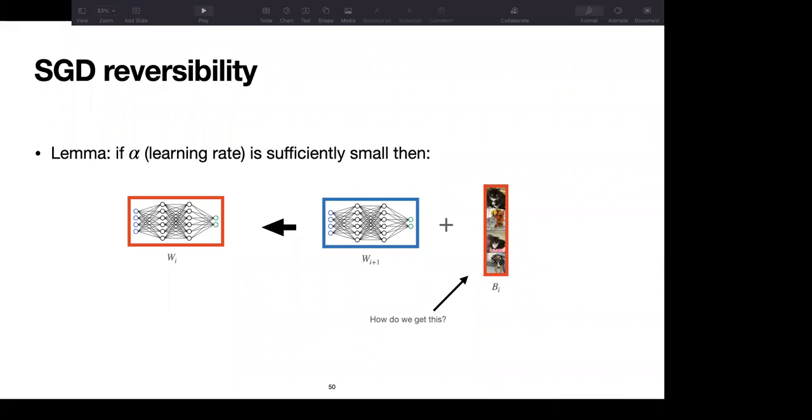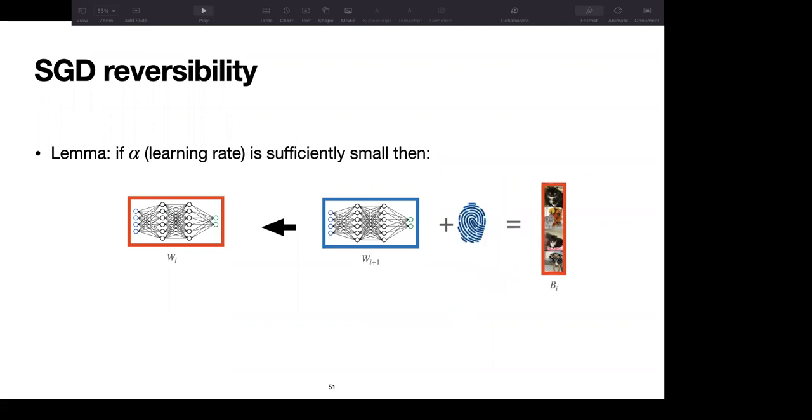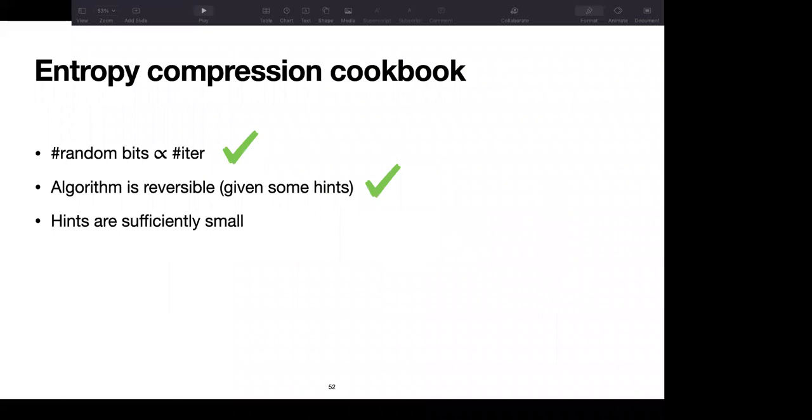But it will be useful. It will be useful, I promise you. What we really want to say is that given the model at step i plus 1 and some hint, which is not too big, I can reconstruct the batch one step before. Using that batch, I can reconstruct the model at that step, and I can repeat this process. So you should be semi-convinced that the algorithm is reversible.